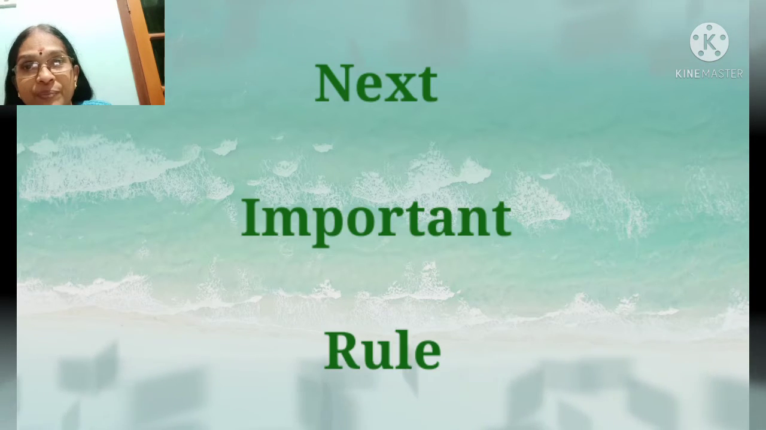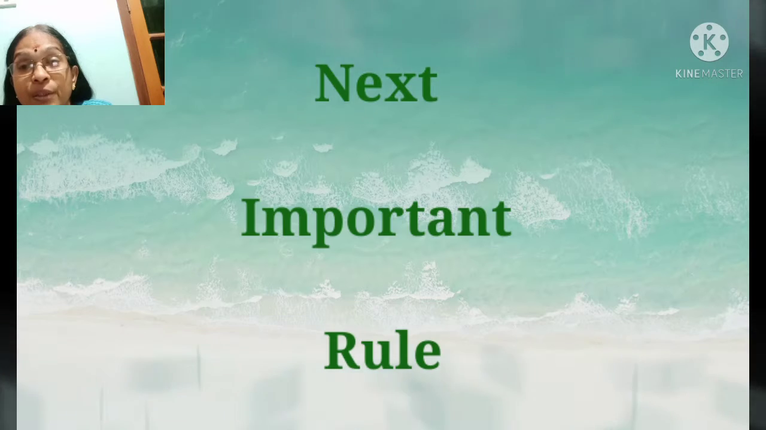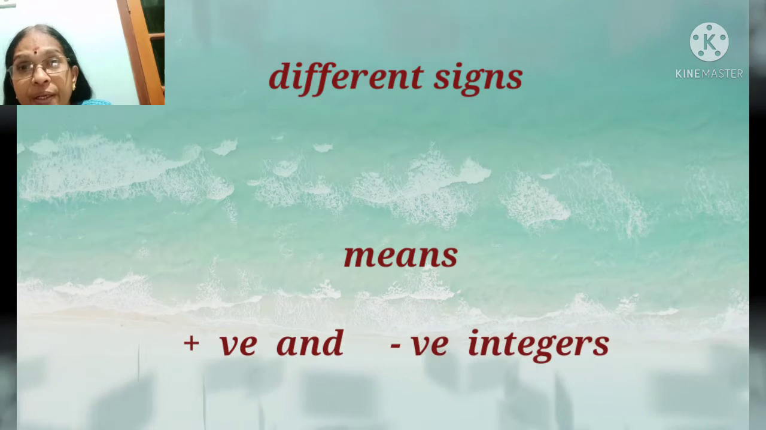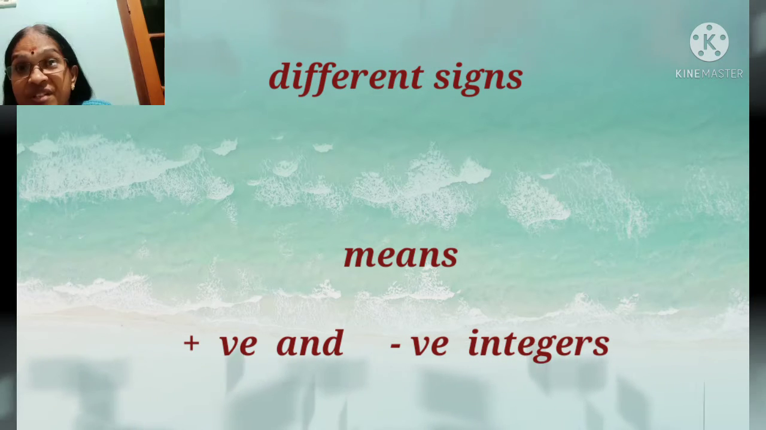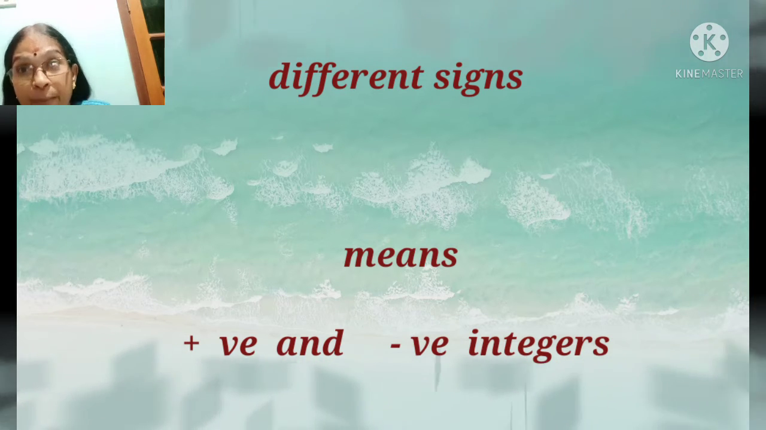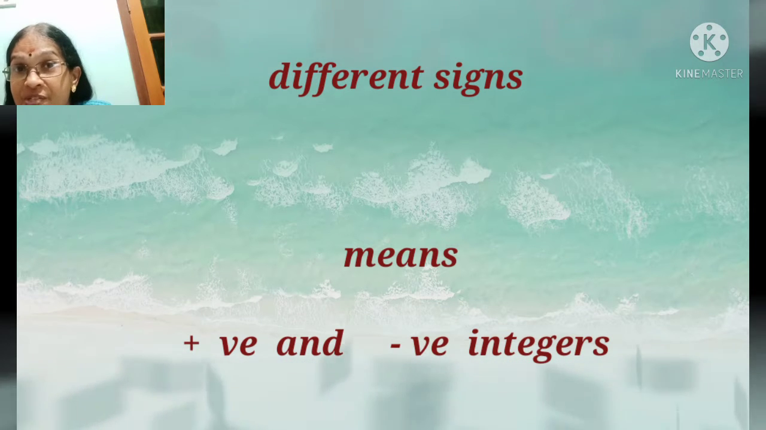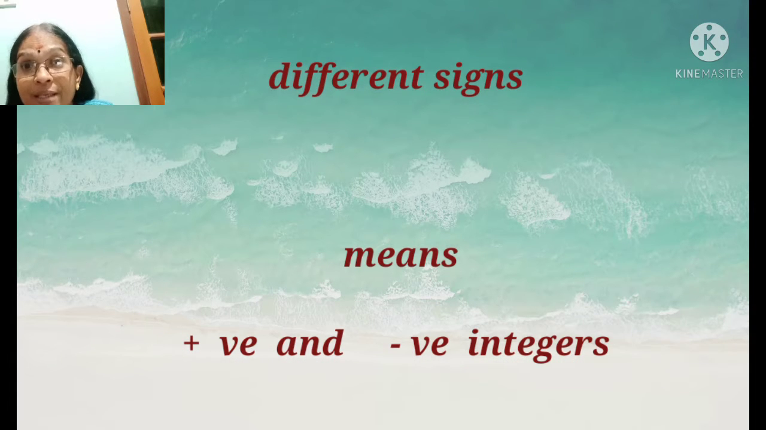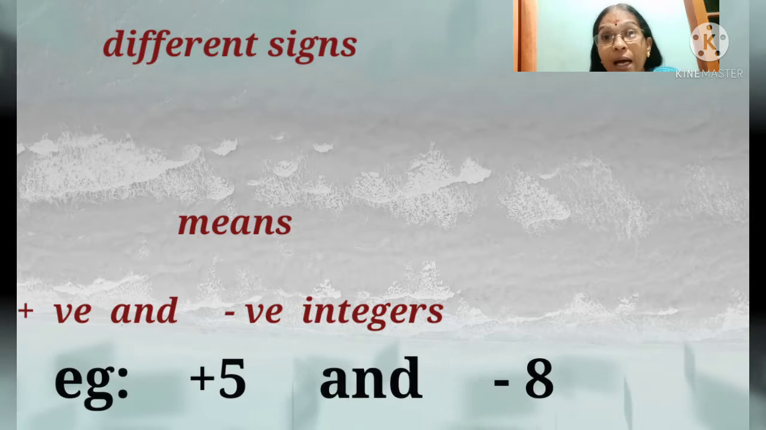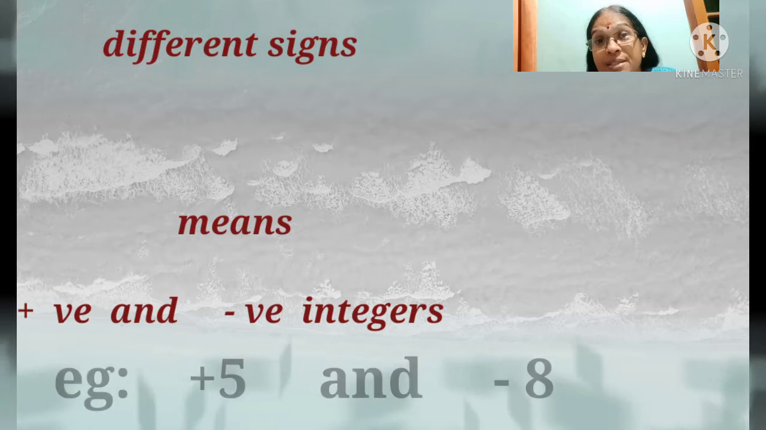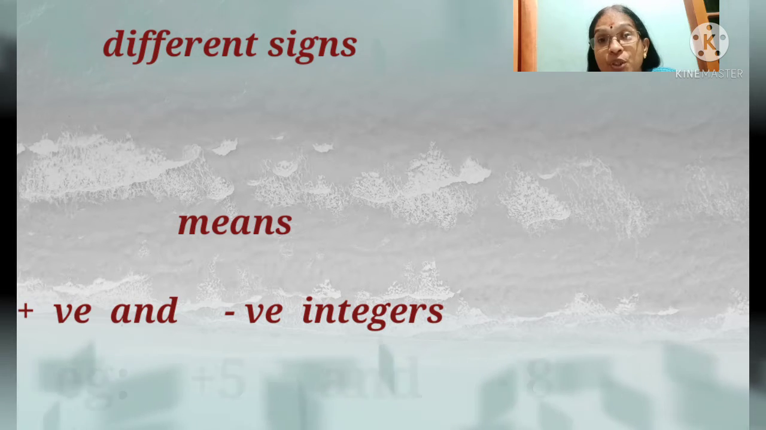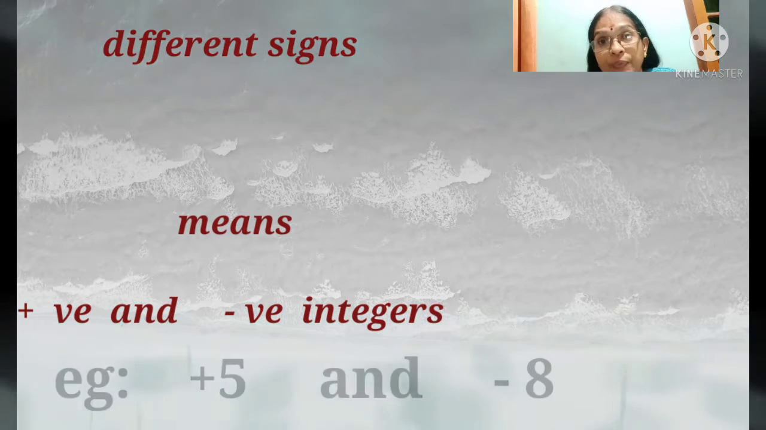Listen carefully. The rule says that if you're getting two integers of different signs, in the first and second rule, the signs were the same, right? The symbols were the same. But here in the third rule, they are saying that if you are getting two integers of different signs, that means if one is positive, then the other is negative. One is positive and the other is negative. If you get such two integers to add, then how will you add?